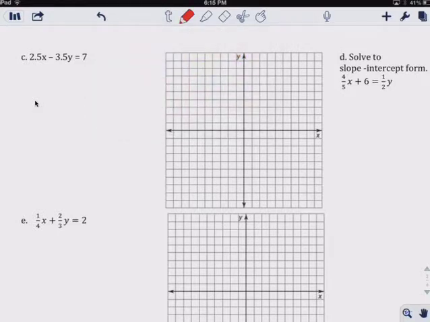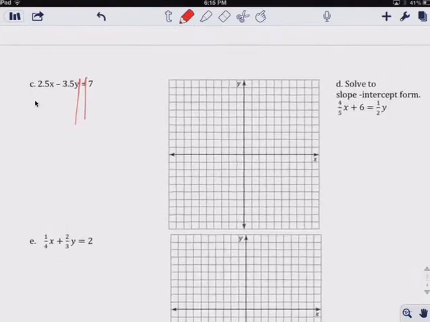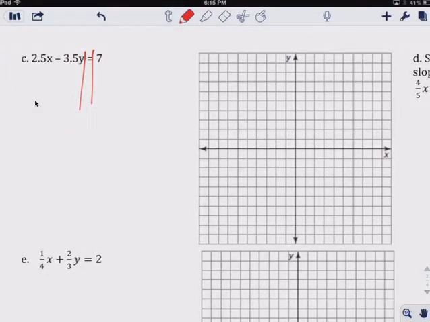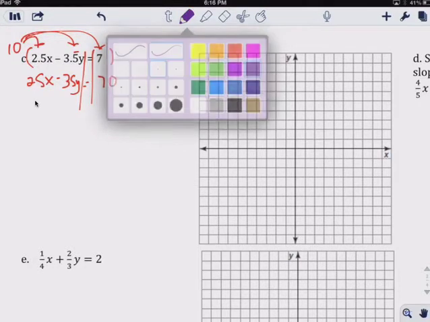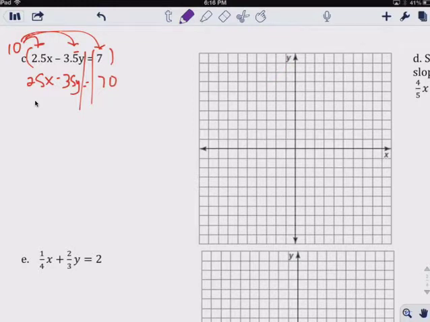Okay, right here, let's get rid of this decimal, because decimal will not be good. I do not like decimal. So multiply all by 10, because the largest number is in the 10th place. Distribute 10 to all of them. So that's 25x minus 35y equals 70. Okay? Basically, decimals are not good. I don't like decimals. I can solve it a lot faster without.